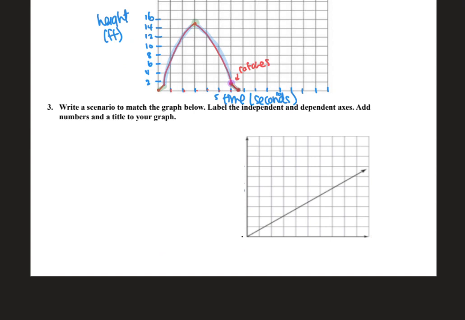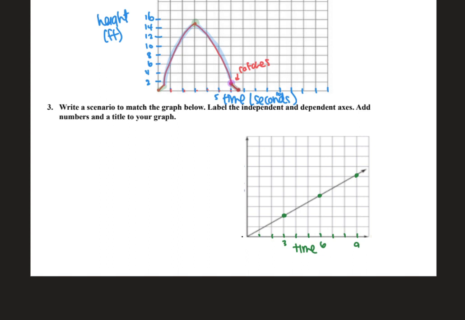All right, number 3, it says write a scenario to match the graph below, label the independent and dependent axes, and add numbers and a title to your graph. Okay, so in terms of the function family, this is an increasing linear function, and it's increasing at a constant rate because it is a straight line. The rate's not changing. So an easy x-axis that we can do is time. And we can label it 1, 2, 3 seconds, 4, 5, 6 seconds, 7, 8, 9 seconds. And we can kind of see that my graph is hitting these important parts right here.